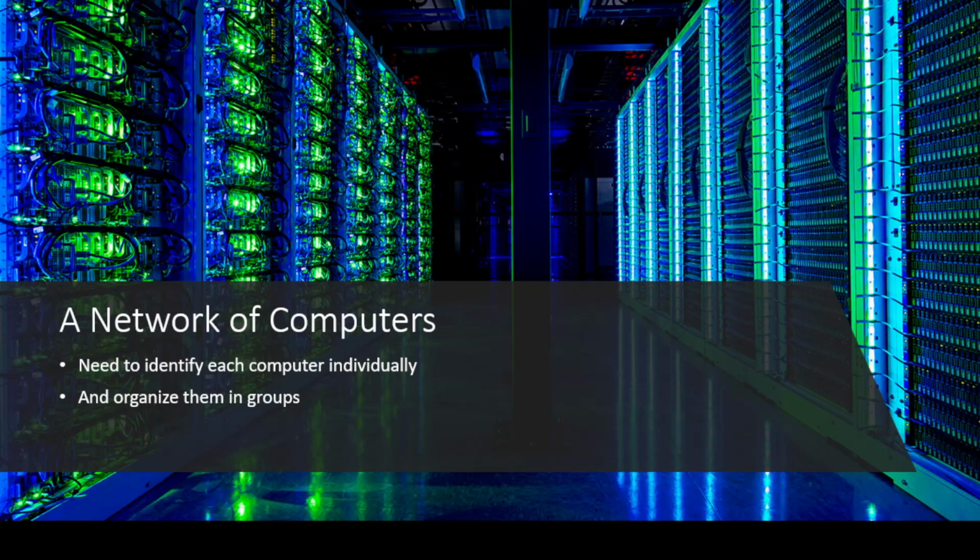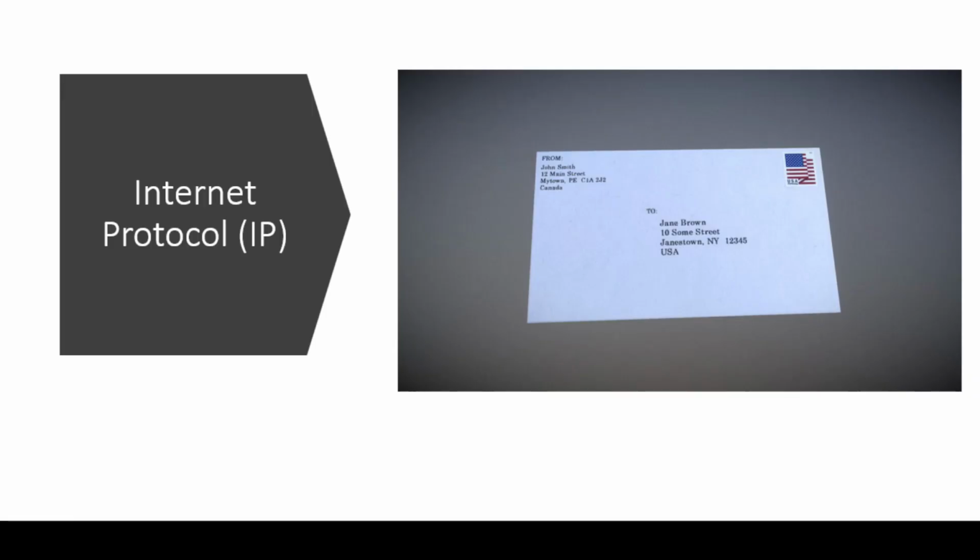So networking and the internet is about establishing an identity of each machine and then organizing them into groups to allow the information to be able to go from point A to point B in a reliable manner. And so a lot of the internet is about how do we route messaging around appropriately.